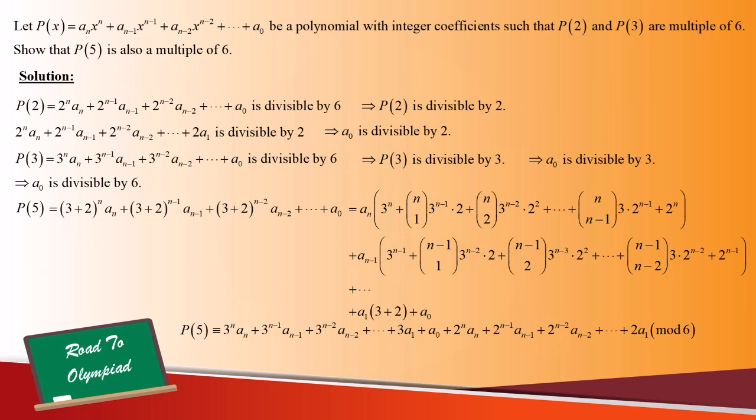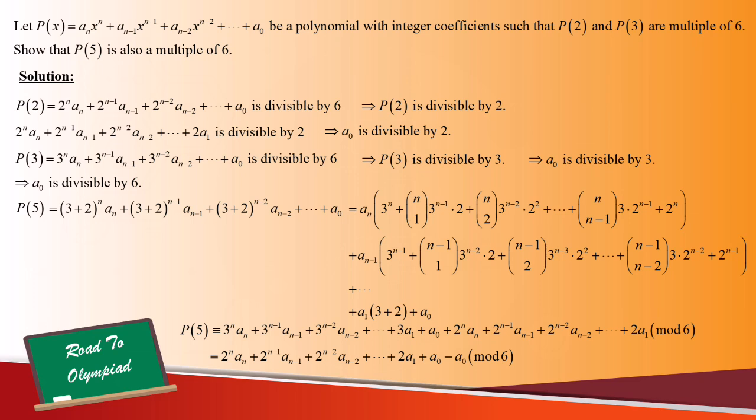Recall that the sum of 3^n a_n until a_0 is simply P(3) we obtained just now, which is also a multiple of 6. So we have this expression simply equal to the sum of 2^n a_n until 2a_1, congruent modulo 6. And this expression remains the same if we add in an extra a_0 minus a_0.